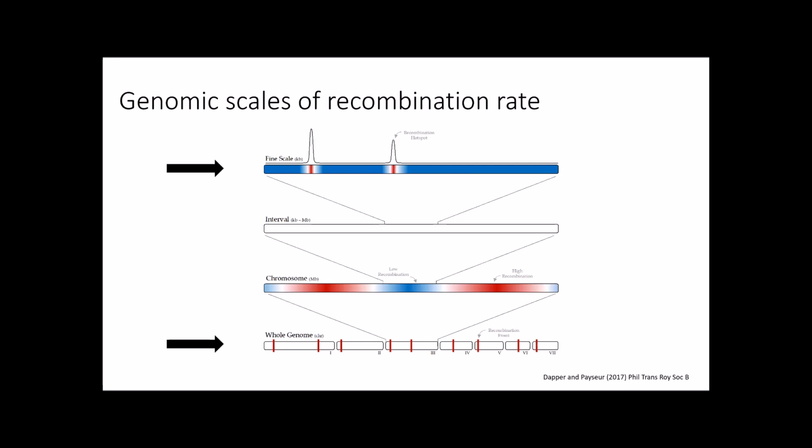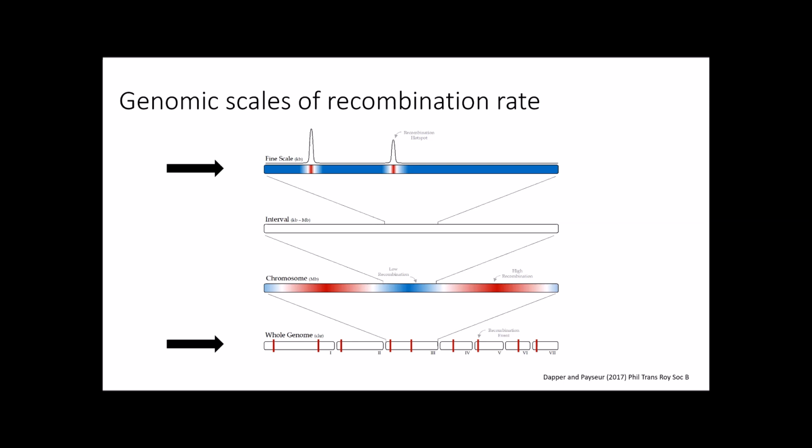Okay, so before I start showing you some experiments and some results that we think are exciting, I want to impress upon you that there isn't just one recombination rate. Like any rate, it depends on the scale over which you measure it. On the finest scale, at the top of the figure here, we can imagine that there's heterogeneity in the rate of crossing over along a chromosome that can be really fine, really rapid changes in the recombination rate.